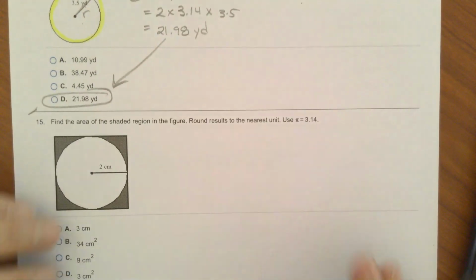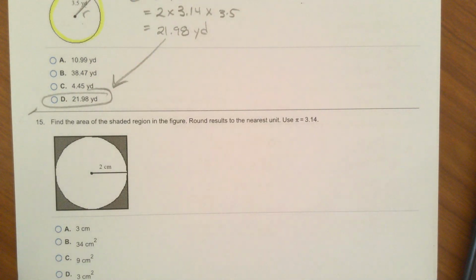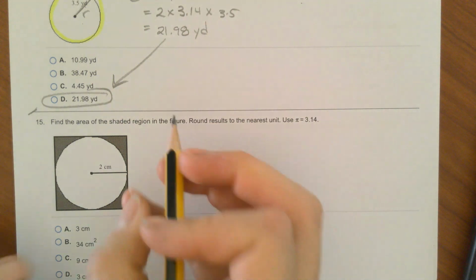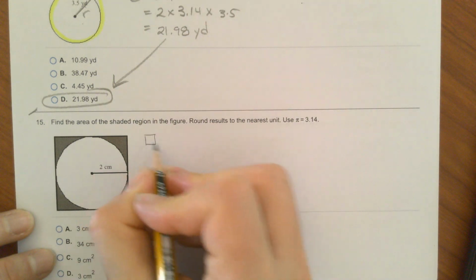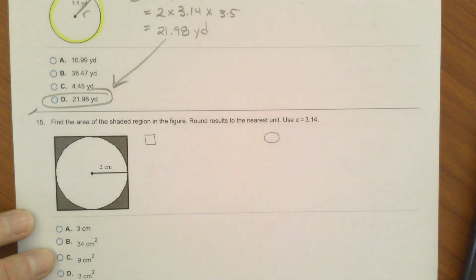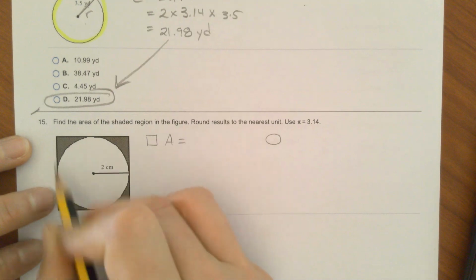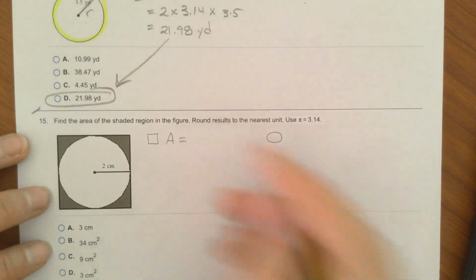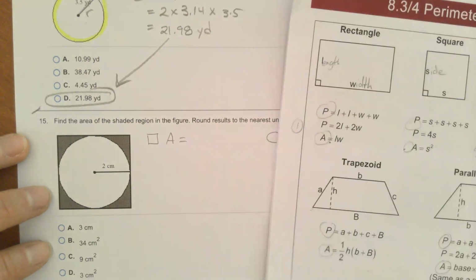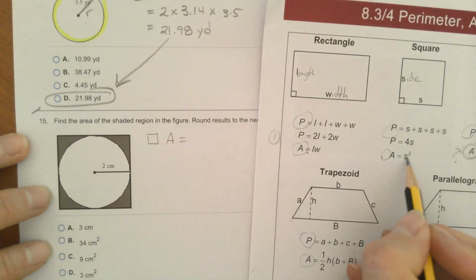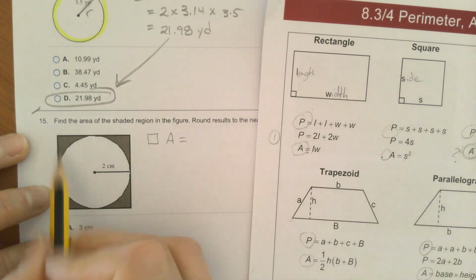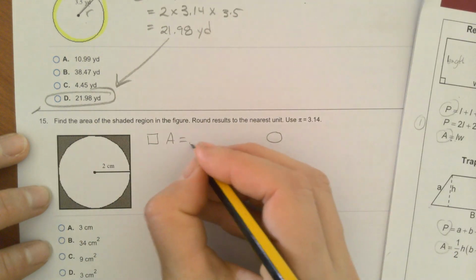Now it says find the shaded area in the figure. So you have to go, what shapes do I see? Well, I see a square and I see a circle. So let's find the area of the square. Okay? So the area of a square, or it looks like a square to me, you can either use side squared, or you can go length times width. I like doing length times width.